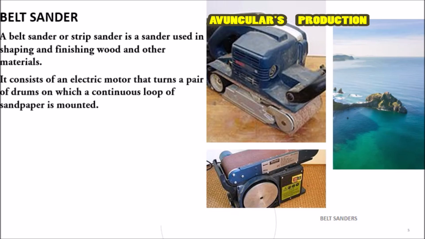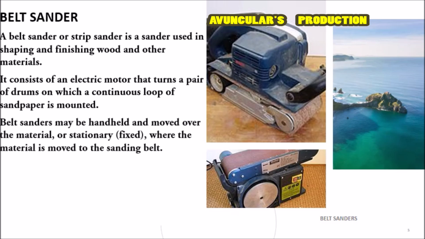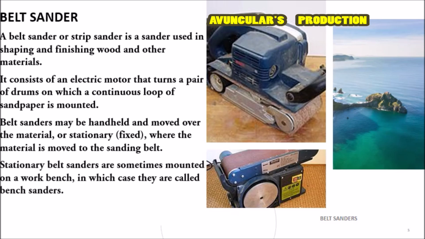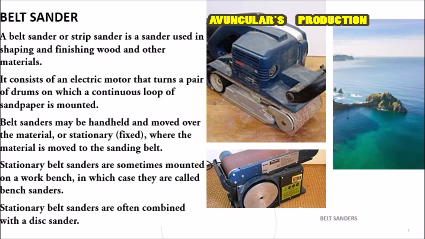It consists of an electric motor that turns a pair of drums on which a continuous loop of sandpaper is mounted. Now, belt sanders may be handled and moved over the material or stationary, that is fixed, where the material is moved to the sanding belt. Stationary belt sanders are sometimes mounted on a workbench, in which case they are called bench sanders. Stationary belt sanders are often combined with a disc sander.